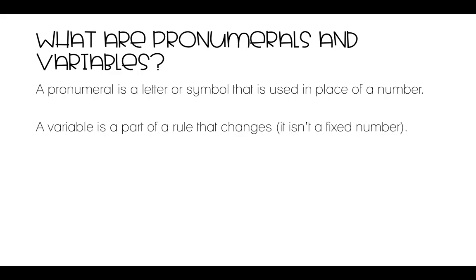In the previous lesson we learned how to do this using the words in and out. In was what we were putting into our equation and out was what we were getting. Now the in is our pronumeral or our variable that is constantly changing. So the variable is part of the rule that changes constantly. We don't have a fixed number for it, so it changes depending on what we're told.